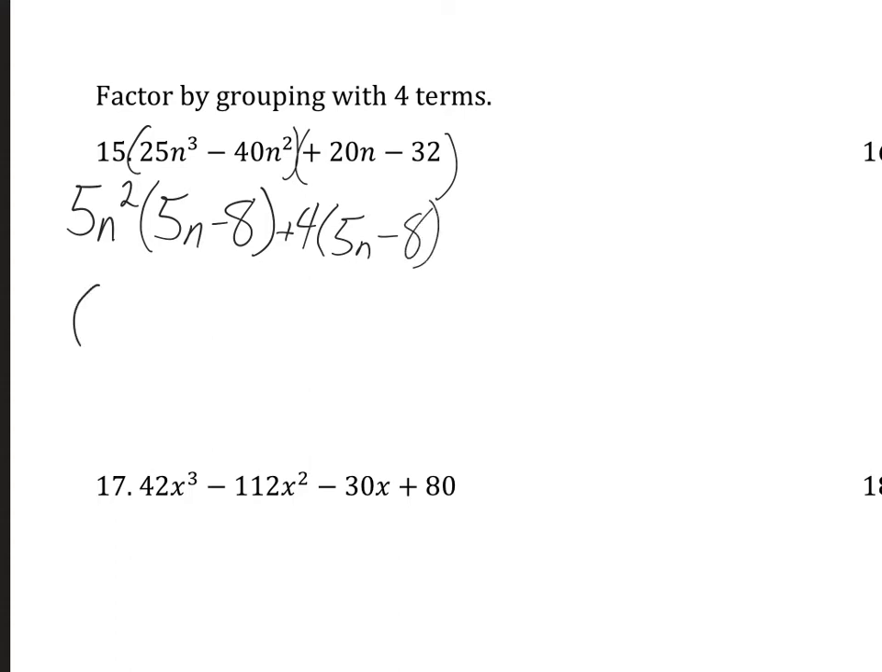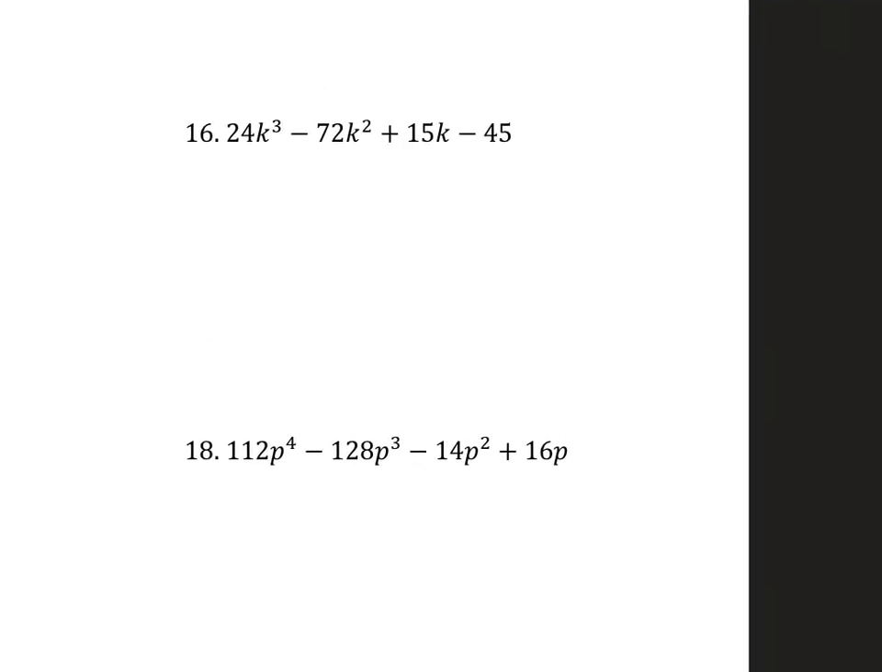So my final answer is going to be everything out in the front, so 5n squared plus 4 and a set of parentheses, and then whatever was in the parentheses. There we go. Okay, go ahead and try out this next one.